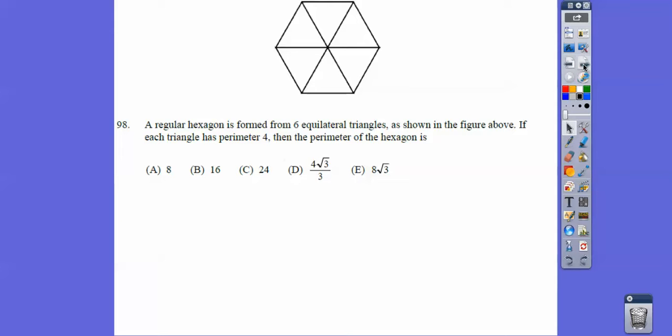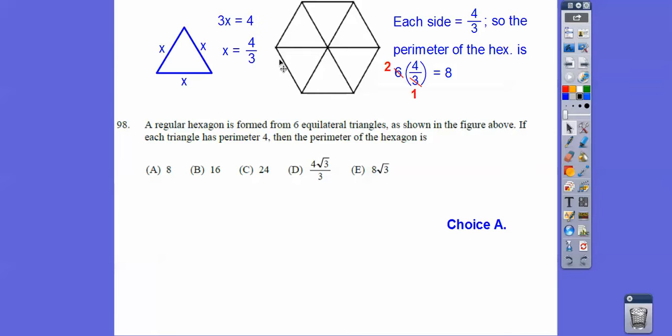Okay, here's a regular hexagon. It forms 6 equilateral triangles. Okay, so if each triangle has a perimeter of 4, then what's the perimeter of the hexagon? So let the x's be the sides of the triangle. So 3x equals 4, so x equals 4 thirds. So 4 thirds times 6. So 2 times 4 is 8, because 3 goes in there twice, and we get 8. So it's choice A on that, okay?